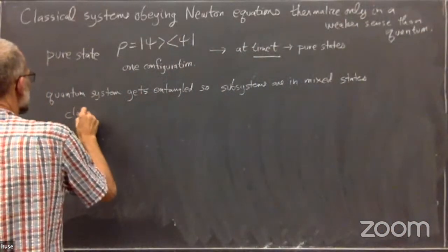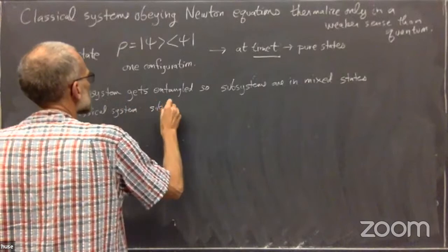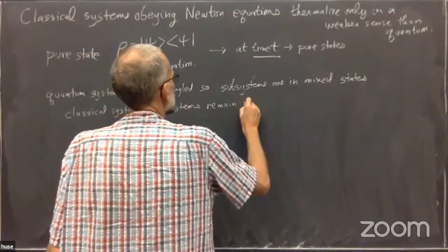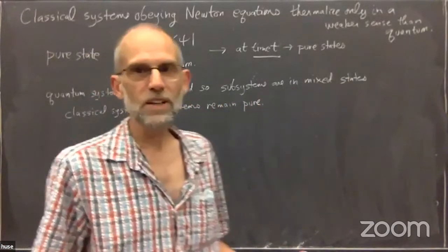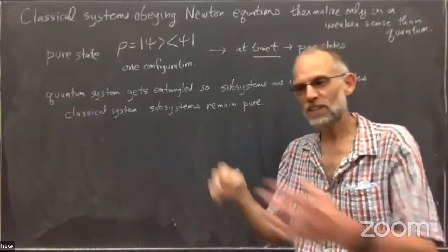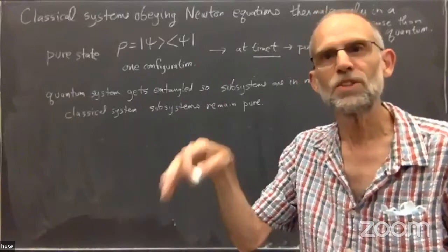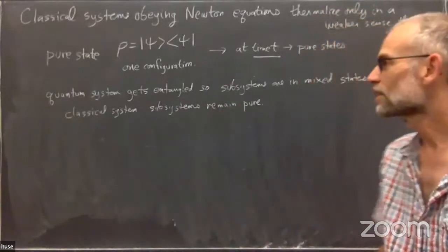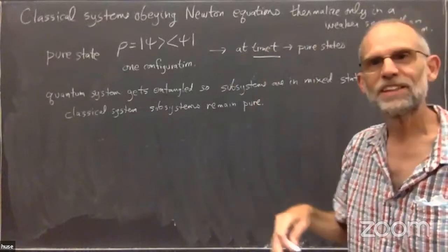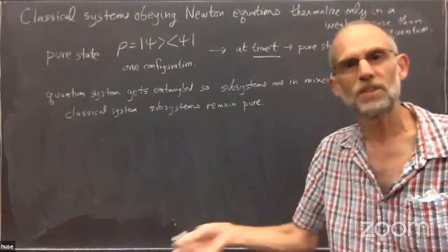Whereas in the classical system, subsystems remain in pure states, right? If you have a classical configuration, it tells you where every atom is and what its momentum is. And so for any subsystem, you know exactly where every atom is and what its momentum is. It's not in a thermal distribution, it's in a specific state. So quantum systems at a given time are thermal when they thermalize, whereas classical systems at a given time are in a specific state.